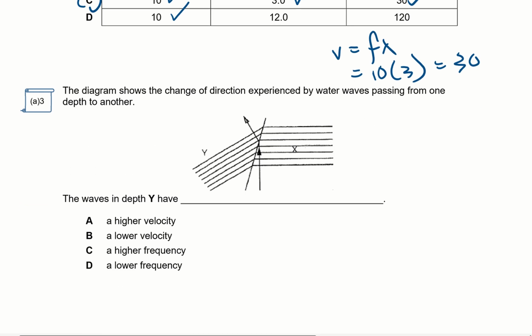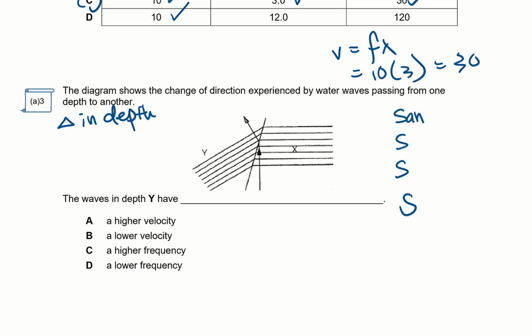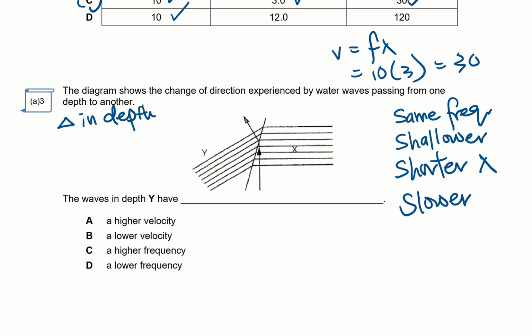Okay, now the diagram shows the change of direction experienced by water waves passing from one depth to another. So there's a change in depth. If there's a change in depth, you apply your SSSS. What is SSSS again? Same frequency. Shallower means it goes from deeper to shallower. When it goes from deeper to shallower, we will have a shorter wavelength and slower speed. So where do we have shallower?